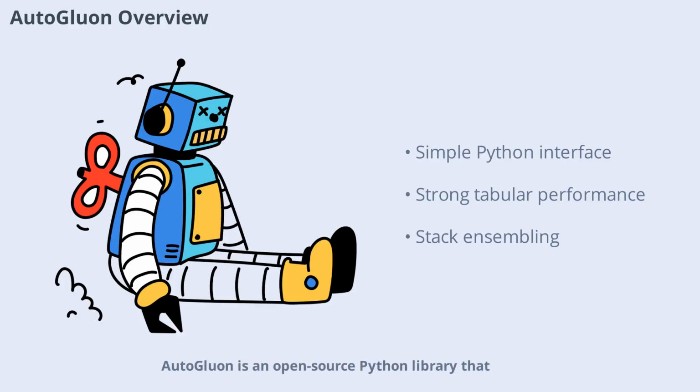AutoGluon is an open-source Python library that focuses on making tabular AutoML easy and powerful. It's known for its simple interface. Just a few lines of code can get you a strong baseline model. AutoGluon uses multi-layer stack ensembling, which helps improve model performance by combining the strengths of different algorithms. It's a great choice for Python users who want fast experimentation and strong results on tabular data.